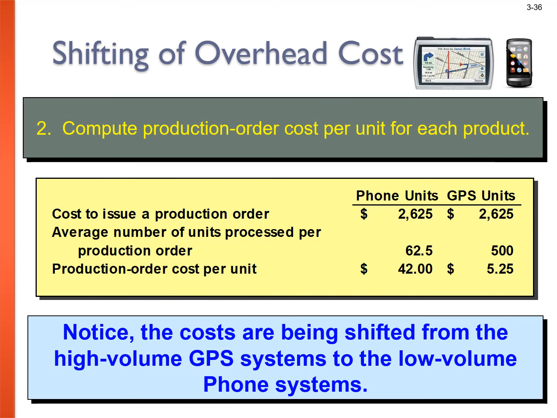Compute your production order cost per unit. We already did that: $2,625. Now take the average number of units processed per production order for each phone and GPS, and come up with a production order cost per unit. Now look at that. Notice the costs are being shifted from the high volume to the low volume phone. So this is just showing you that the GPS could be even less expensive to make overhead-wise than the phone unit because there's just so many more being produced.